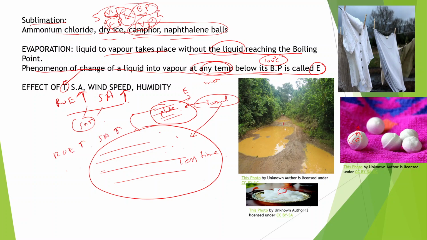and this is because we can prove that the rate of evaporation increases when surface area increases. When surface area increases, the rate of evaporation increases, and this evaporation is happening below the boiling point, below 100 degrees Celsius. Anything that happens below the boiling point is nothing but evaporation. If it is happening at the boiling point, we call it vaporization. So the second one is also proved, surface area.